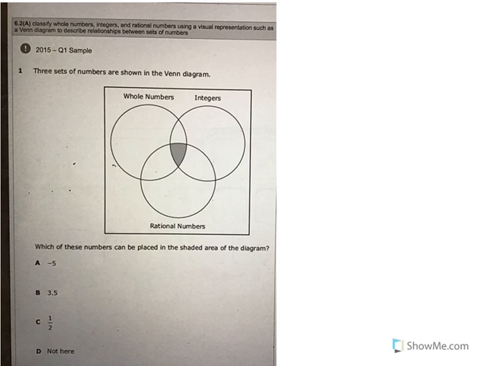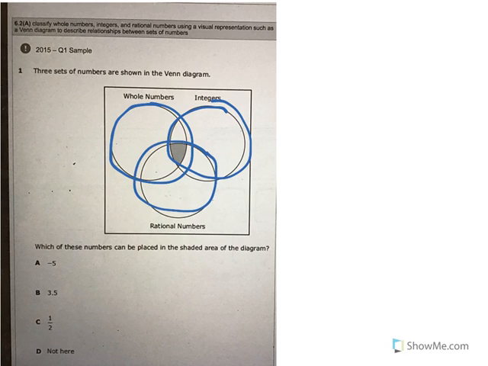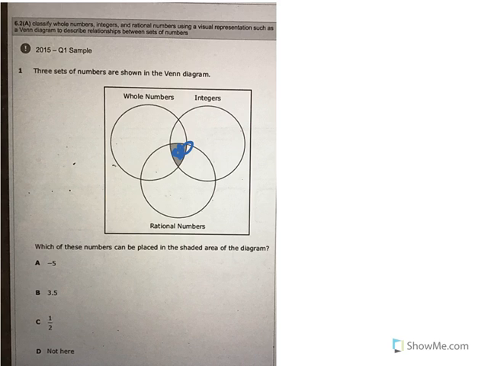All right. Let's go to the next problem. Again, we're at 6.2a, where we have to classify whole numbers, integers, and rational numbers using a very visual representation, such as a Venn diagram. So from the 2015 test, three sets of numbers are shown in the Venn diagram. We have whole numbers, integers, and rational numbers. Now notice, I'm going to erase all this, we have a shaded area right here. So they want a number that could be all of those.